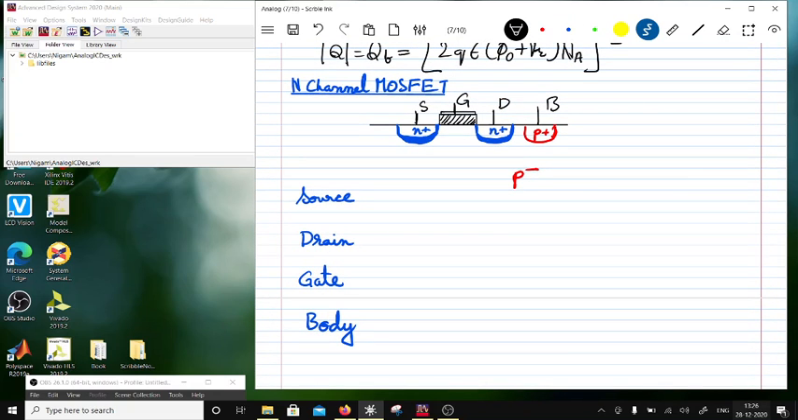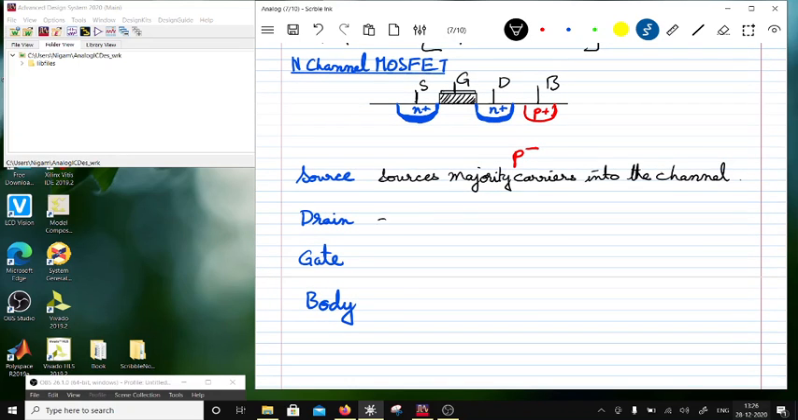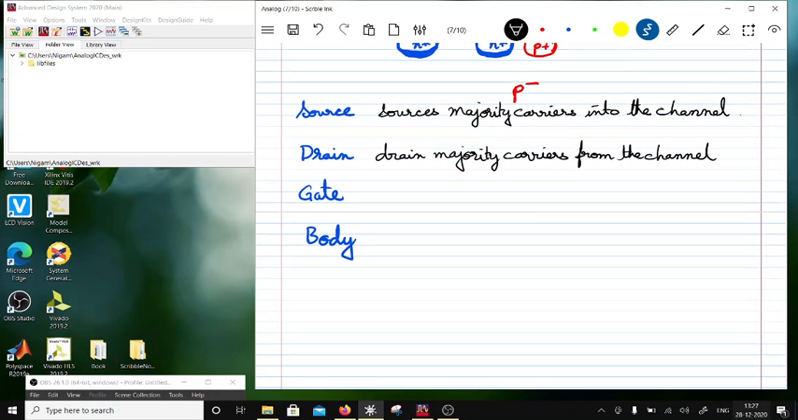Source, as the name says, is going to source. It is the source of majority carriers, so it sources majority carriers into the channel. That's why it is called a source. Drain would drain majority carriers from the channel. So that's why they are called source and drain.